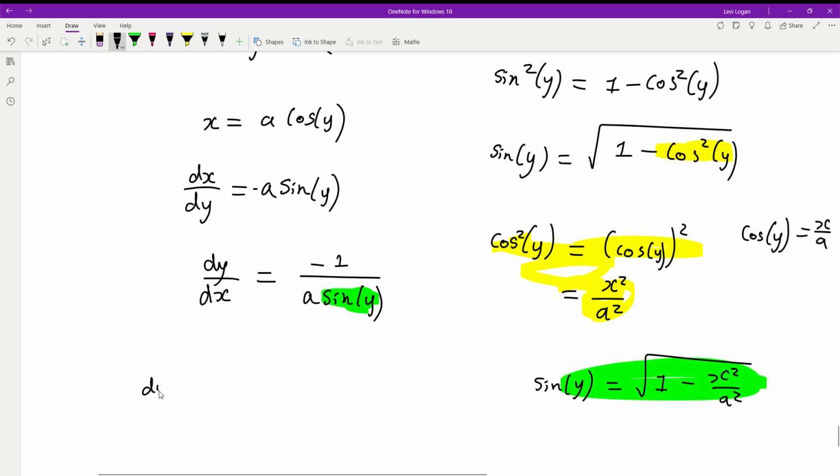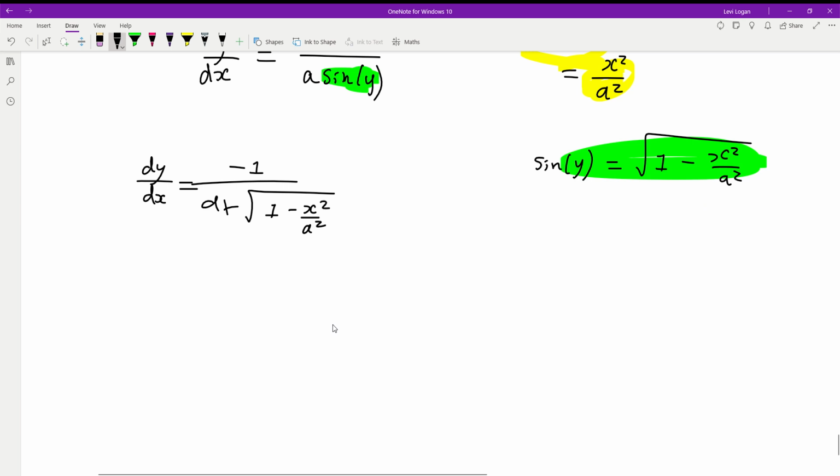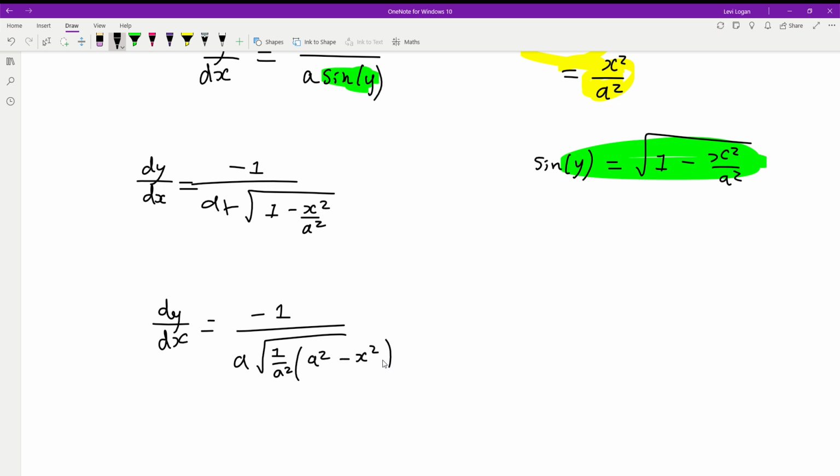So I'll get dy dx equal to negative 1 on a times the square root of 1 minus x squared on a squared. And then we can start factorizing this again. So dy dx is equal to minus 1 on a, and then I'm going to take out a factor of 1 on a squared. So 1 on a squared, I'll get a squared minus x squared. Okay? Then I can split that up into surds. So I'll get a times the square root of 1 on a squared times the square root of a squared minus x squared.